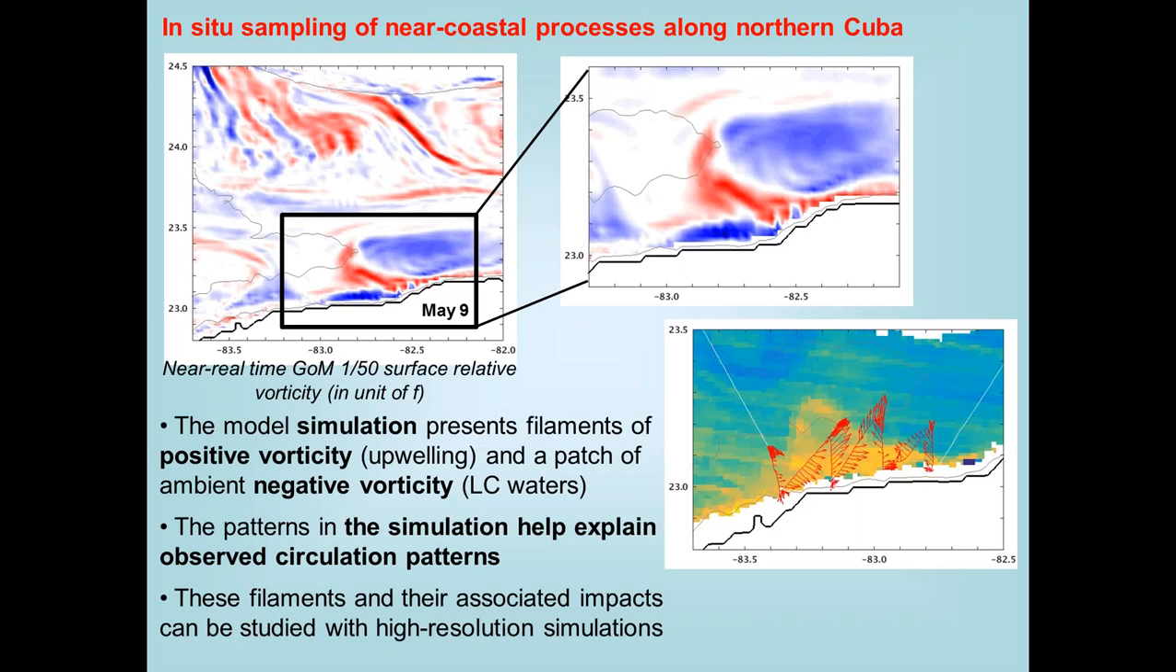The relative vorticity from the model allows us to analyze what we see in the observations, because this vorticity pattern is associated with a cyclonic circulation like here and an anticyclonic circulation like here. And this is what we see in the surface currents: a swirl of the current in this way and another one in that way. So it matches quite well with the results from the model, and it means that we can use our model to try to understand and study these types of processes.